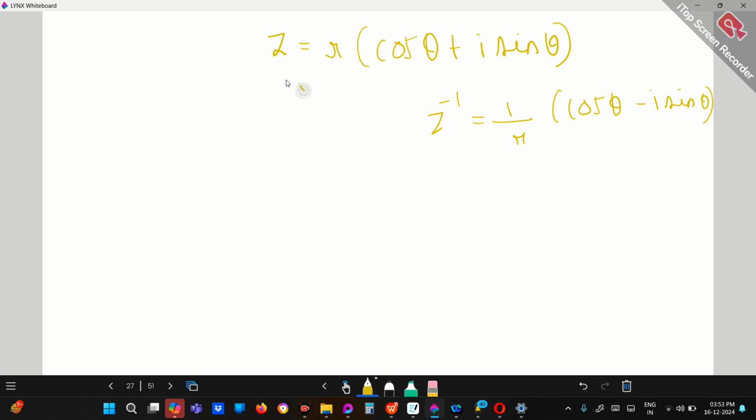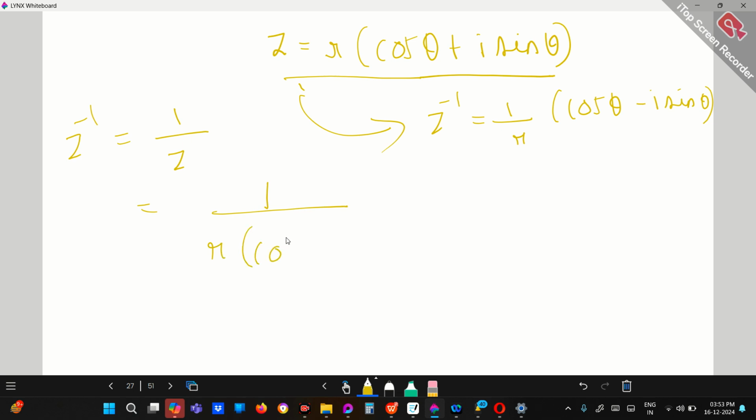So if z is equal to r into cos theta plus i sin theta, then 1 by z is equal to 1 by r into cos theta minus i sin theta, right? How can I prove this? 1 by z is 1 by r into cos theta plus i sin theta. So I multiply and rationalize it. How can I rationalize it? Multiply by cos theta minus i sin theta.